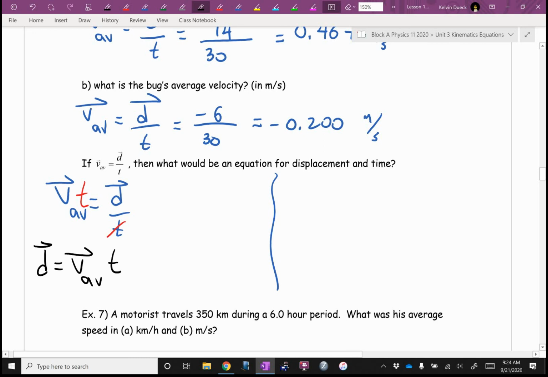So that's an equation for displacement. It's your average velocity times your time. That's what you do if you're driving and you want to figure out how far you've gone. We've been averaging 80 kilometers per hour north. We've been traveling for half an hour, 0.5 hours, 80 times 0.5. We've gone 40 kilometers so far north. Okay.